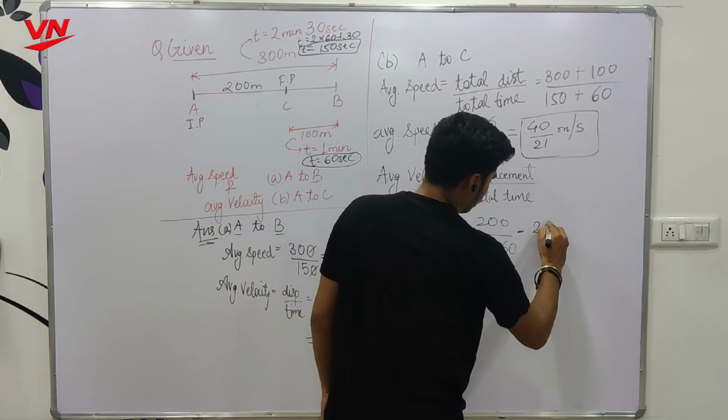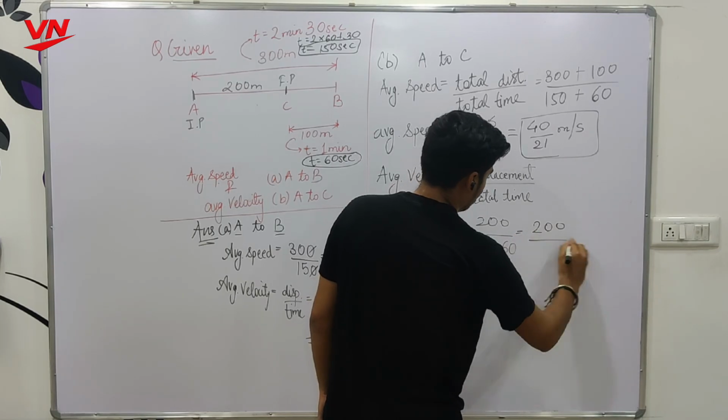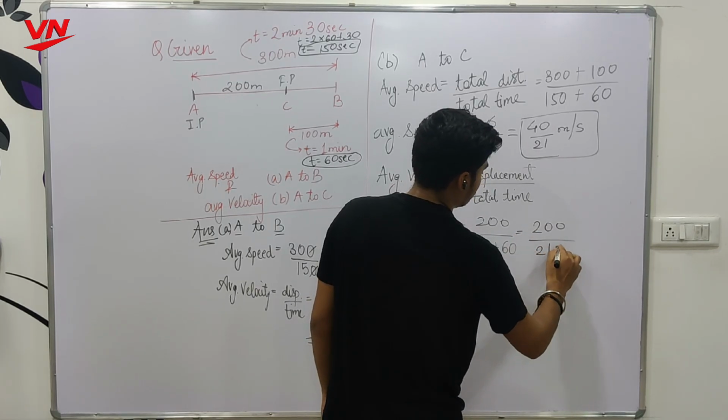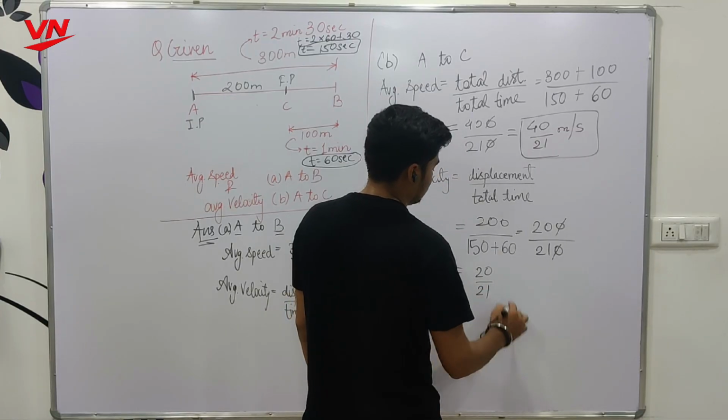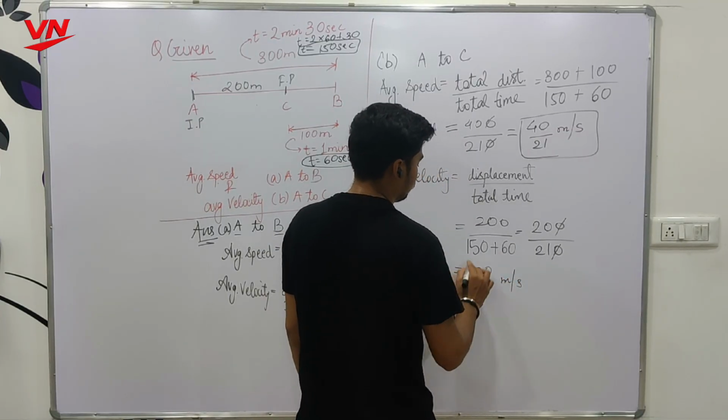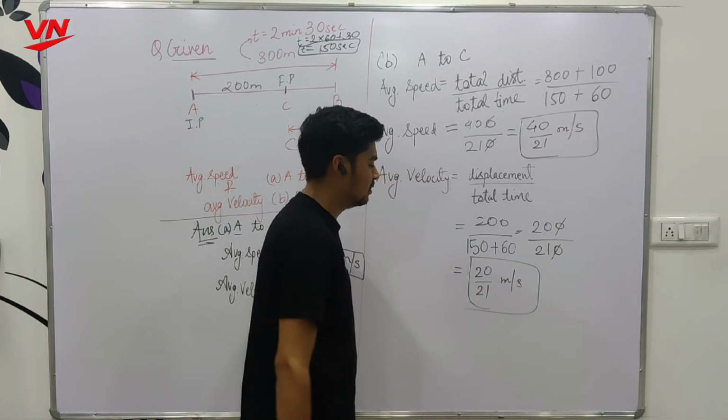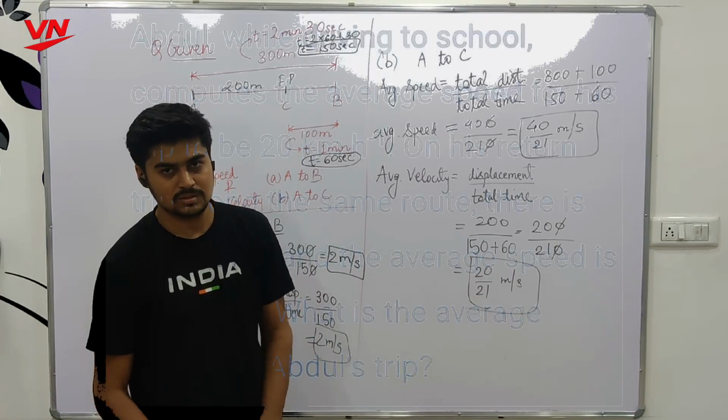So what will we get? 200 upon 210. Zero cancels. We will get 20 by 21 meter per second. If you want, you can convert it into decimal form. You will get the answer in 0 point something.